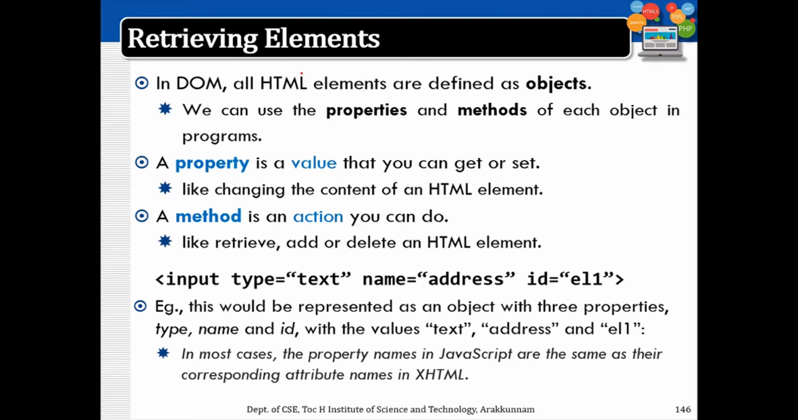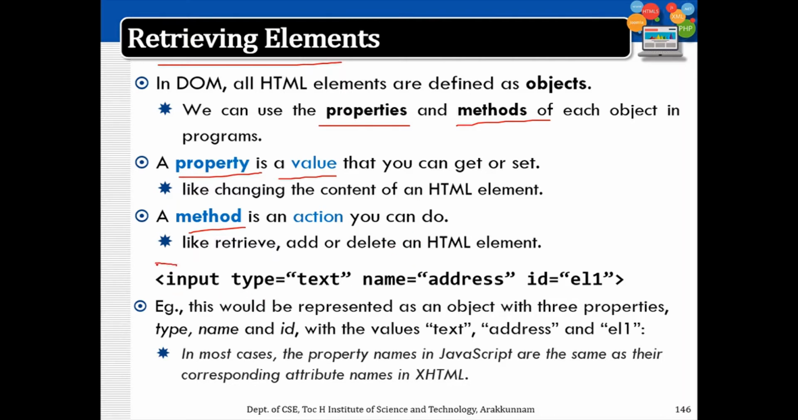Now we move on to how we can access, or retrieve, the elements in the HTML. All the objects have properties and methods. This document object has properties and methods. A property is nothing but a value that we can get or set, so we can change or retrieve the value of a property. A method is the action, something that we can do with the HTML element.